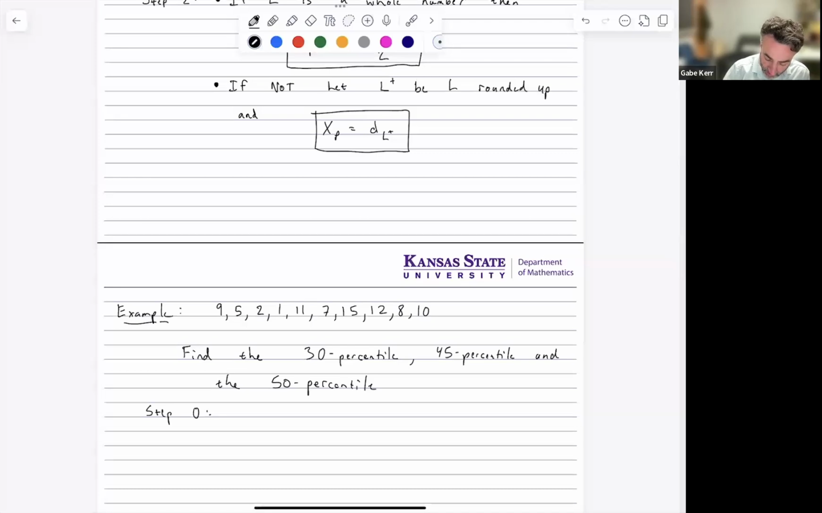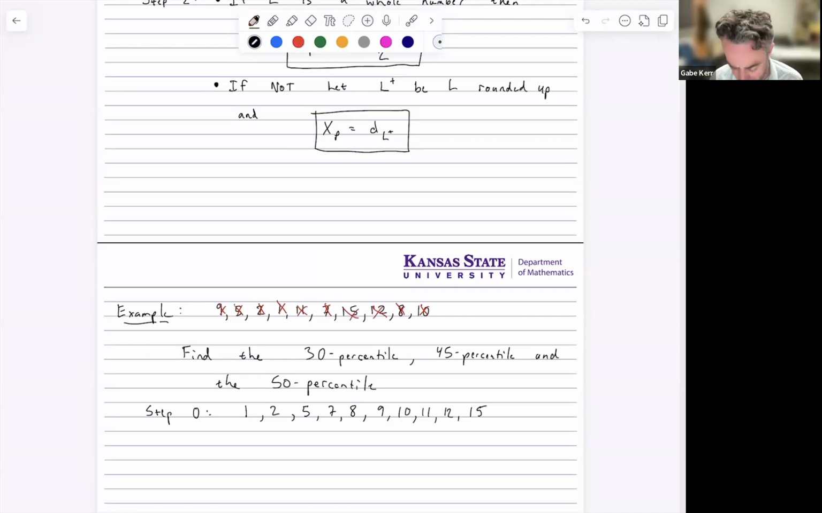I have 1, 2. I'm going to cross these out as I go so I don't repeat. 5, 7, and 8. Okay, let's see here. 5, 7, 8. Next one is 9, 10, and 11, 12, and then 15. Okay, I think I've got 9, 10, 11, 12, 15. Okay, great. I've got all of my numbers, and now they're arranged in increasing order. Wonderful.